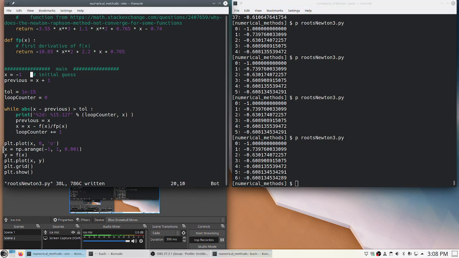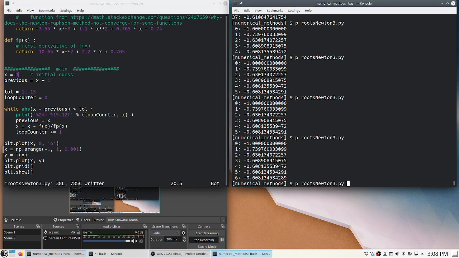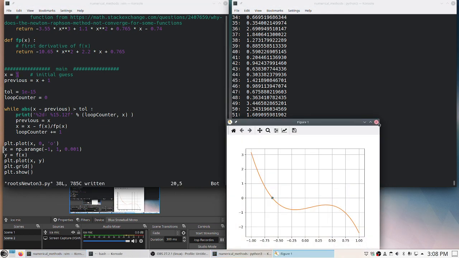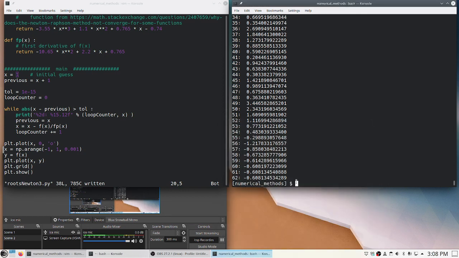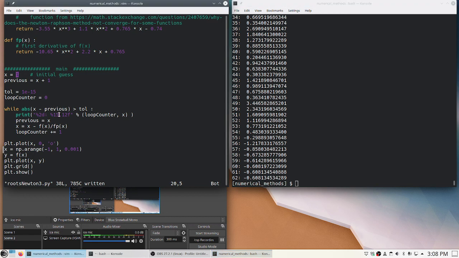Versus if I now go to this, I don't know how many that's going to take. Let's see. 62. So I think it took 61 before, so that also didn't change much. So there's an example of the Newton-Raphson method for finding roots of an equation.